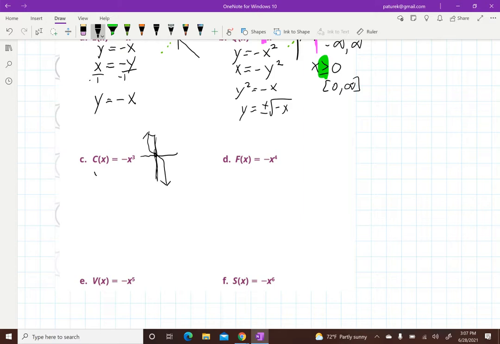Formally, if you take x and replace it with y, this would be x is equal to negative y cubed. I would divide both sides by negative 1. So negative x is equal to y cubed. I would then take the cube root of both sides. So the cube root of negative x is equal to y. Now this does exist. For example, the cube root of negative 27 is negative 3. The cube root of negative 8 is negative 2.